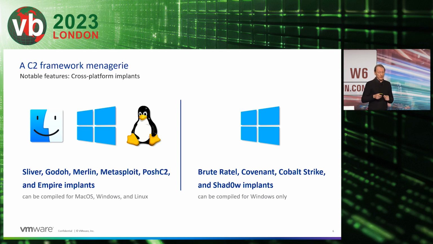Implants of Sliver, Godot, and Merlin are implemented in cross-platform Golang, whereas implants of Metasploit, PoshC2, and Empire have their own implementation for every OS architecture. On the other side, we have BroodRatel, Covenant, Cobalt Strike, and Shadow implants that support Windows only. However, there are some third-party implementations available. For example, there is a third-party implementation for Cobalt Strike called Geacon. It's written in Golang and supports Mac and Linux.